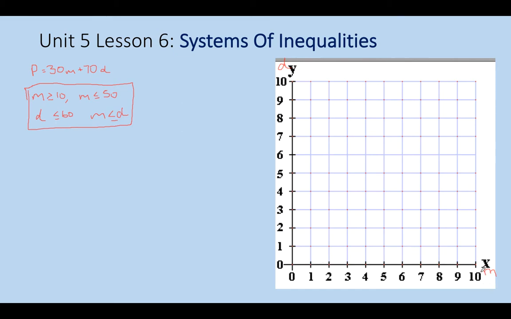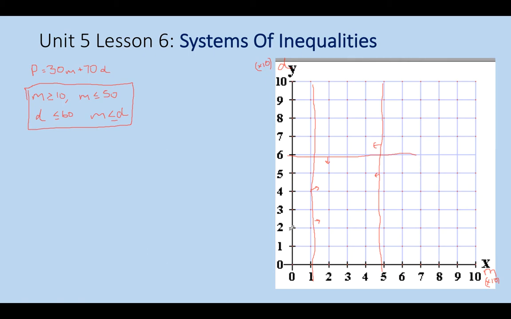All right, M is greater than or equal to 10. So we're just going to go by tens here, and by tens here. M greater than or equal to 10 goes through the M axis at 10. So here's the first thing. Again, I'll just draw arrows indicating it's got to be to that side. And then M has got to be less than or equal to 50, so it's going to be on the inside, somewhere in this column here. We know that D has got to be less than or equal to 60. Through the D axis, here's 60, and less than would put us down here.